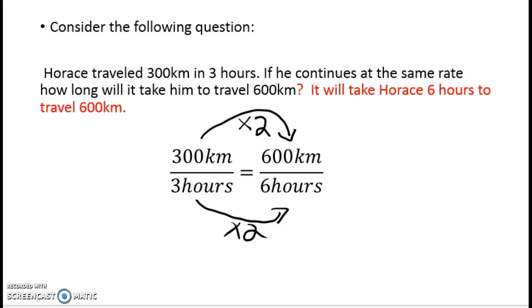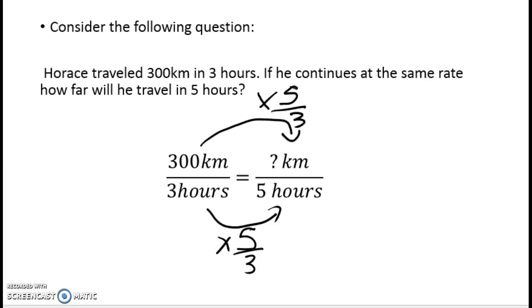Let's look at another example. Horace traveled 300 kilometers in 3 hours. So I'm using that same 300 kilometers in 3 hours. If he continues at this rate, how far will he travel in 5 hours?